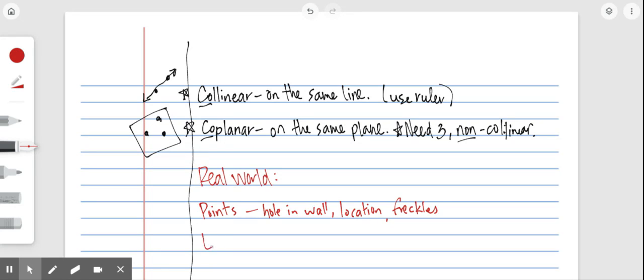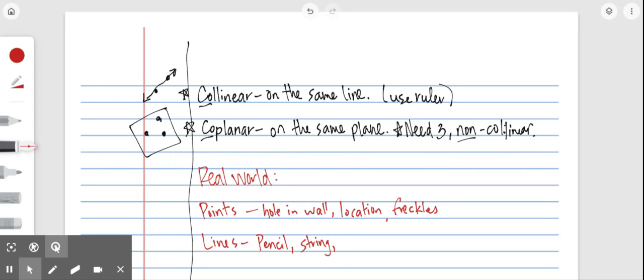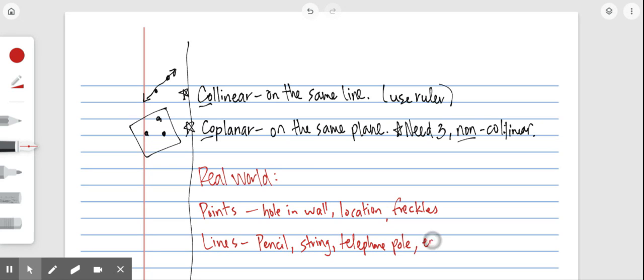Real-world lines are things like the pencil that I'm holding, string, a telephone pole, or the edge of a table, or the edge of any surface, actually.